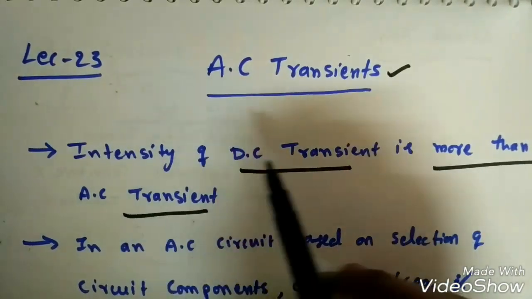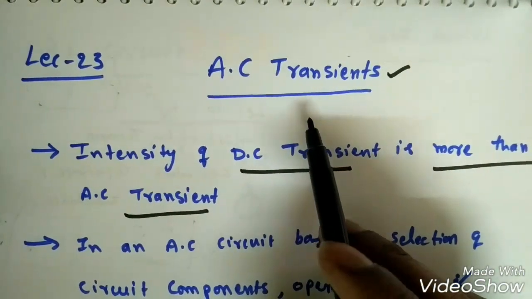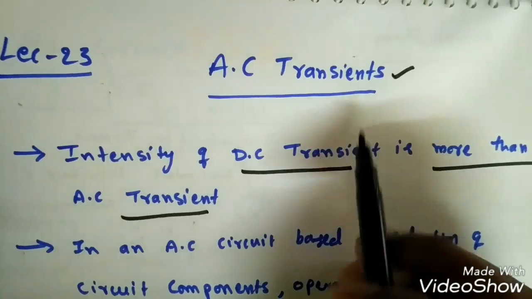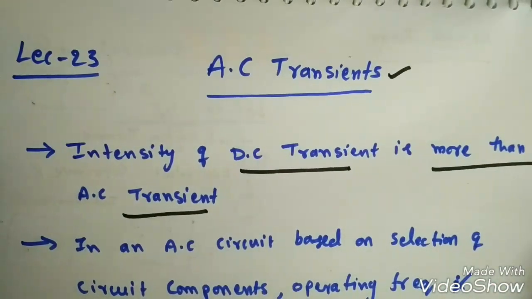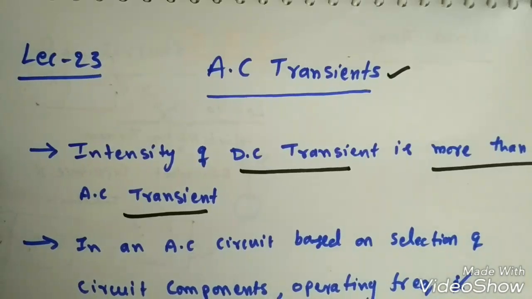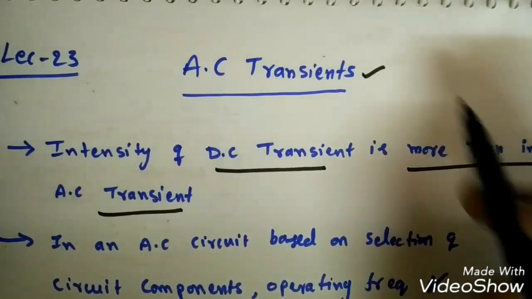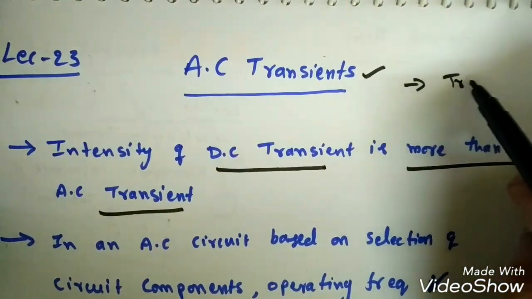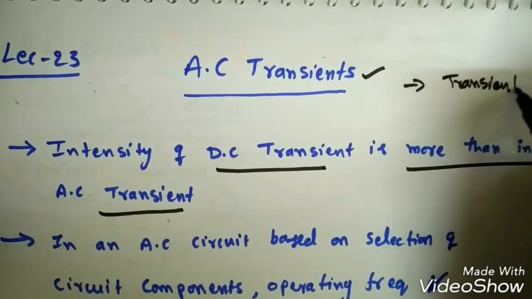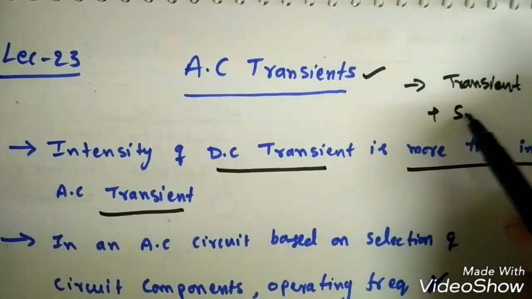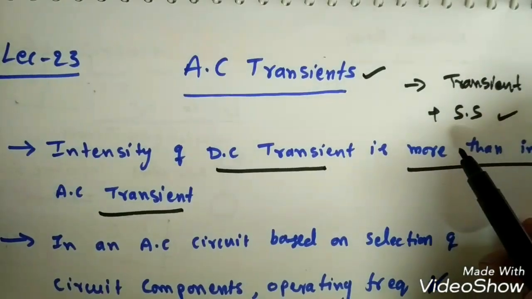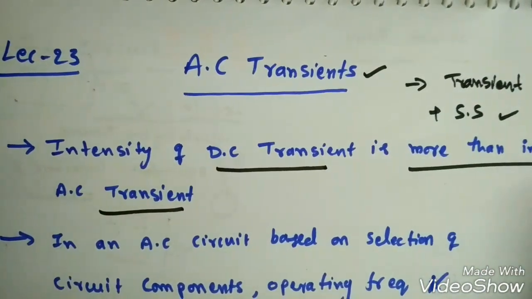This is lecture 23. In this lecture we are going to discuss AC transients. In previous lectures we have seen sinusoidal steady state analysis, where we only found the steady state response. Now we will find the transient response, and the condition for a transient free response. Both transient response plus steady state response we will find, and what the transient free condition is.